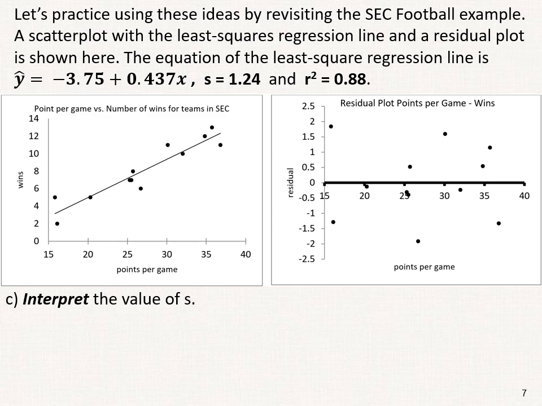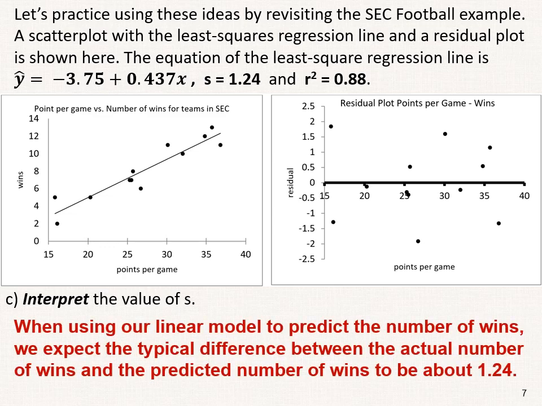All right, so interpret the value of S at 1.24. Write it out, pause the video, write it out, and then check how you wrote. Okay, so mine's a little long-winded. When using the linear model to predict the number of wins from the points per game, we would expect to be off by about 1.24. Now, my answer is a little longer than that, but we expect the typical difference between the actual number of wins and the predicted number of wins.